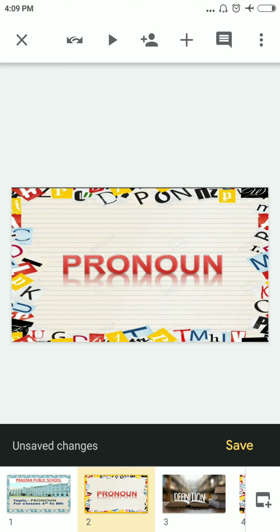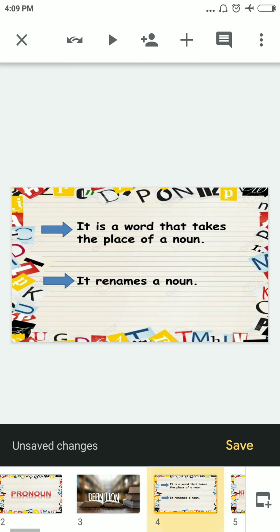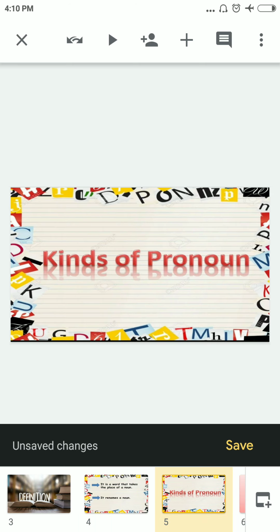So as we all know, we have to talk about the pronoun. Whenever we talk about anything and want to know about it, first of all we have to see the definition of that thing. As per the definition, the pronoun is a word that takes the place of a noun. It means pronouns are words which can replace a noun, or we can use a pronoun instead of a noun.